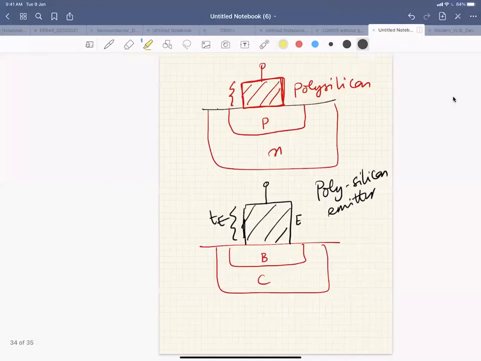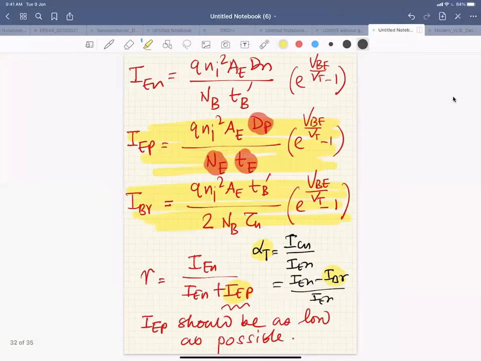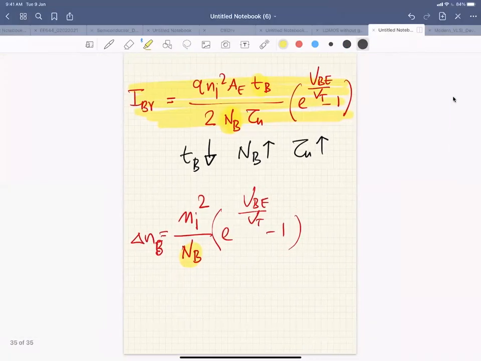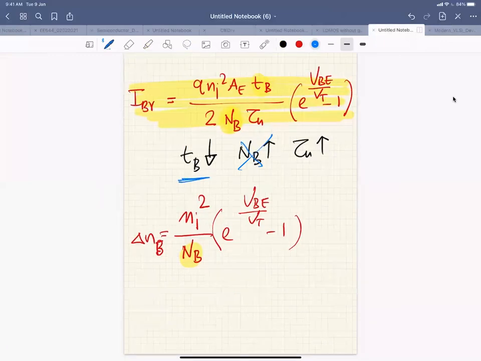If you see IEN, here you have NB in the denominator, right? So if your NB is increased, it will help in reducing IBR, but it will also reduce IEN. The overall current is reducing, right? So this is not the way you want to go. NB is not actually touched just for this. The only thing is you could decrease the base width, or you increase the recombination lifetime.